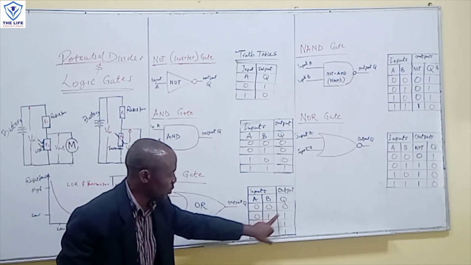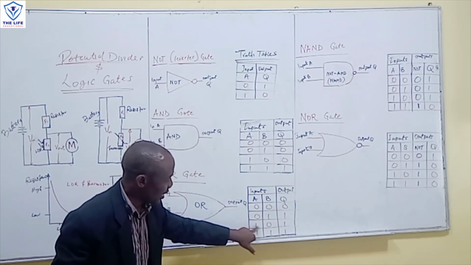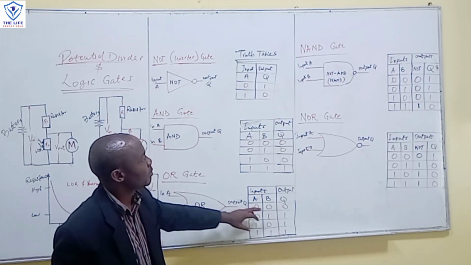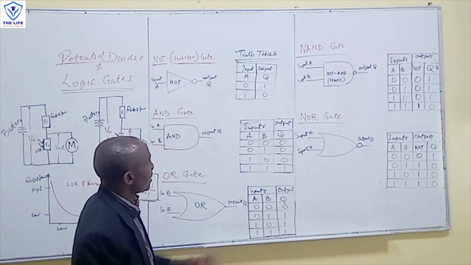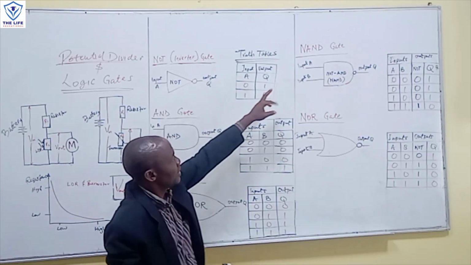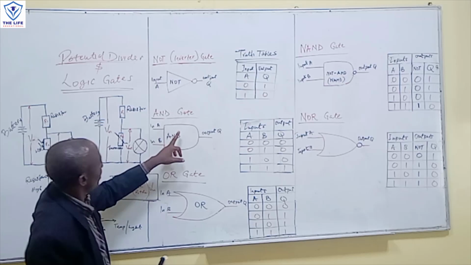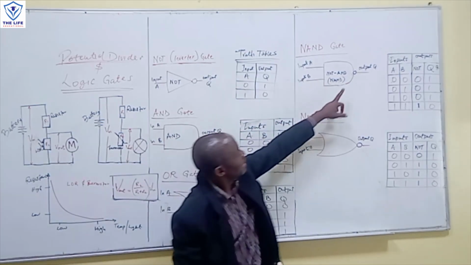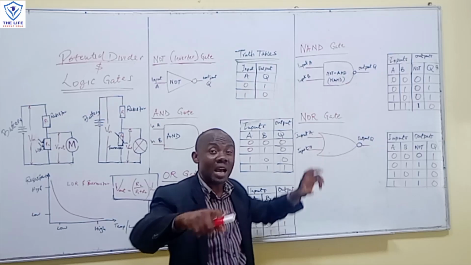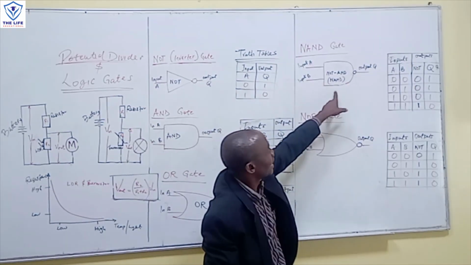Low, low, we have low output. Low, high, we have output 1. High and low, the same, and of course the last one is high, high, and we have output. The last two are the NAND and NOR gates. NAND is NOT AND. If you look closely at our AND gate, we added a NOT symbol just to show that it is the opposite of the output of the AND gate, and that gives us the NAND gate.